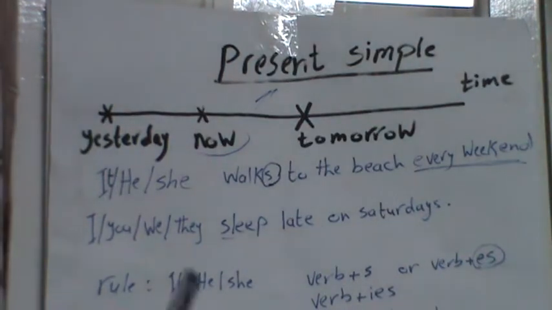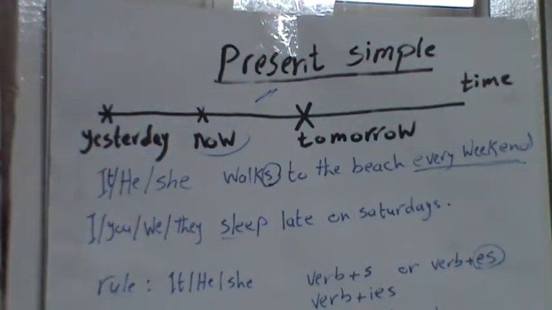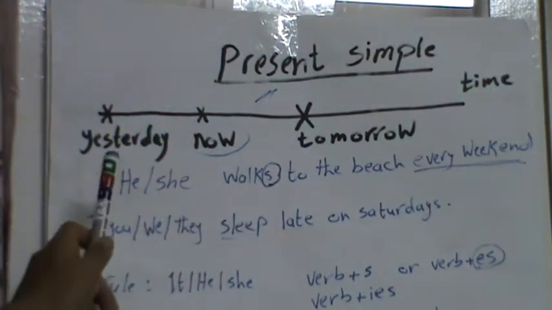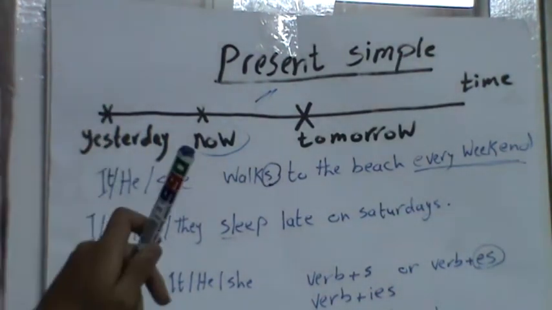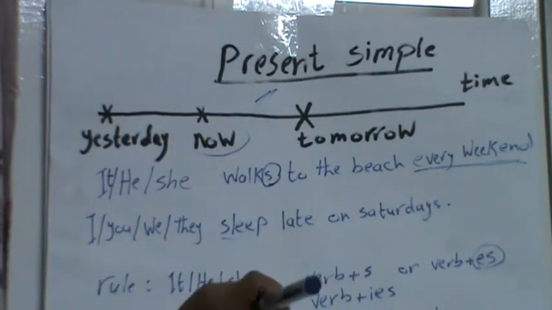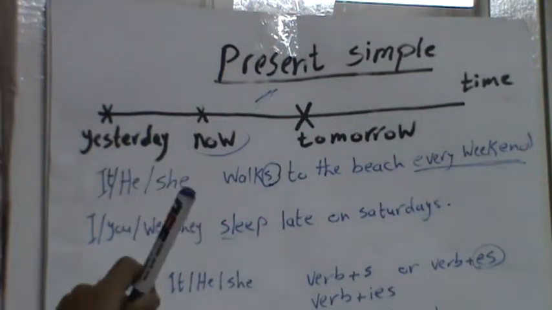So she used to walk to the beach every weekend, so we talk about habits, something she used to do. Also we use s after the verb with the pronouns it, he and she. Second example here: we sleep late on Saturdays. So they used to do something every Saturday, which is sleeping late at this time. And as you noticed here, we don't put s after the verb because we use one of these pronouns, which are I, you, we or they.